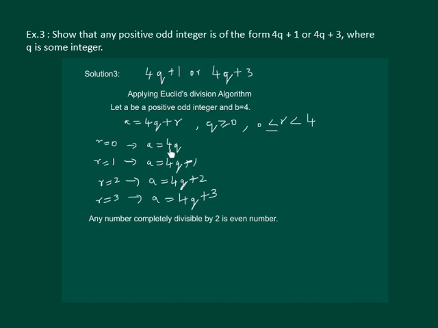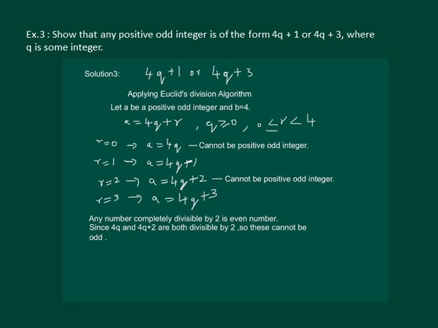Here 4q is completely divisible by 2. And we know that any number completely divisible by 2 is an even number. So that means a equal to 4q cannot be a positive odd integer. Also, since 4q is even, that means 4q plus 2 will also be even, and hence a equal to 4q plus 2 can also not be an odd integer. And we will write, since 4q and 4q plus 2 are both divisible by 2, so these cannot be odd.